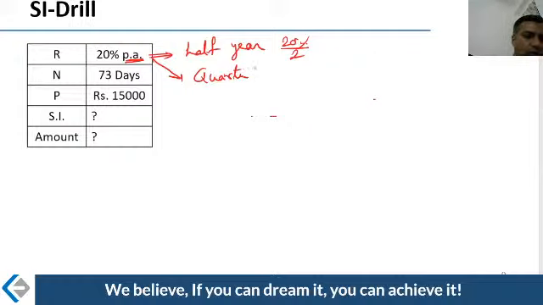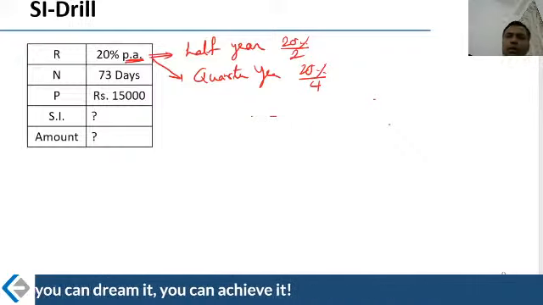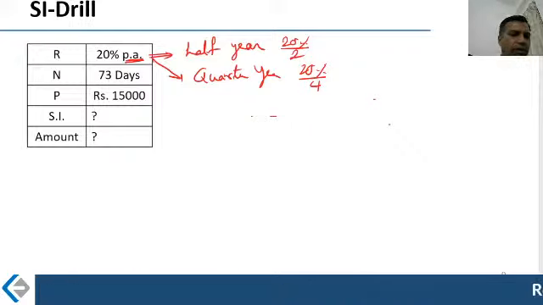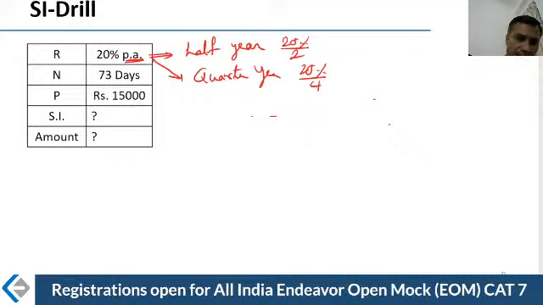That's 3 months, a quarter year. If you keep it for a quarter year, I will give you 20% divided by 4 quarters. What do you mean by 4 quarters? 3 months out of 12 months, that's what you're saying. Similarly, what if I keep it for 73 days? Simple. 73 out of 365 days.